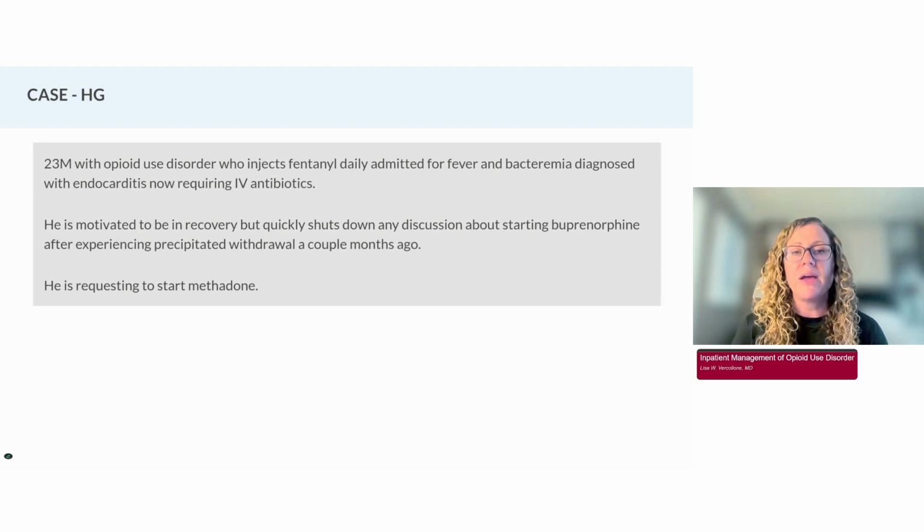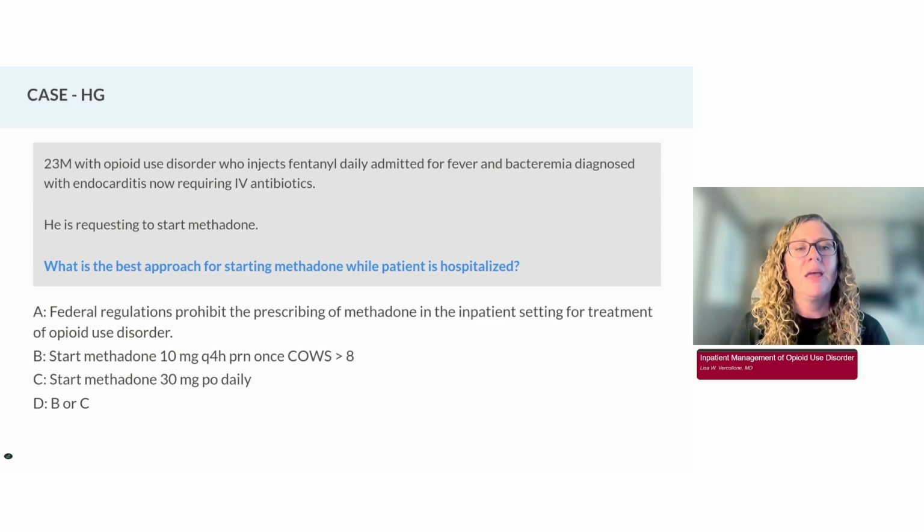It is really important that we ask our patients if they've experienced precipitated withdrawal, because most patients at this point have experienced it. And once they do, as I mentioned before, it's sometimes difficult to convince them to try it again. And so in this situation, this patient is requesting to start methadone. So what is the best approach for starting methadone while this patient is hospitalized?